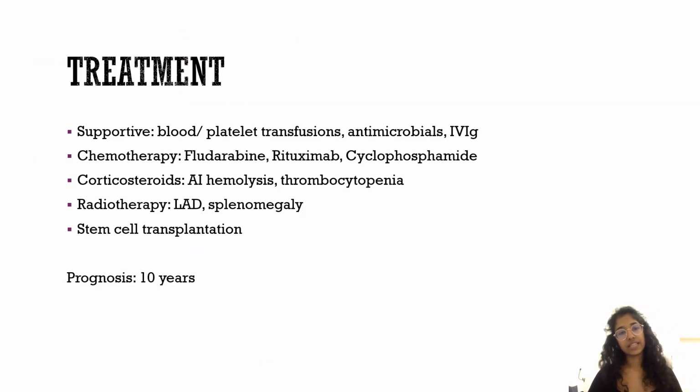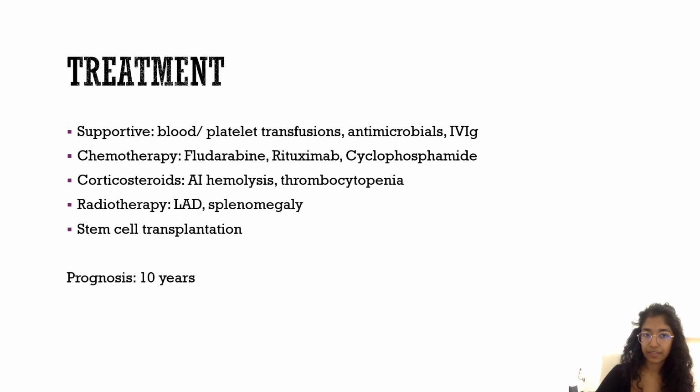Treatment of CLL involves, again, supportive therapy by making use of blood and platelet transfusions, as well as prophylactic antibiotics and antimicrobials, as well as IVIG, which is intravenous immunoglobulins, in order to supplement the hypogammaglobulinemia that is occurring as a result of a lack of maturation. You'll also have chemotherapy, for which you make use of drugs like fludarabine, rituximab, which is a monoclonal antibody, as well as cyclophosphamide. Also make use of corticosteroids, which are effective against the autoimmune hemolysis as well as thrombocytopenia because they will cause an immunosuppression.